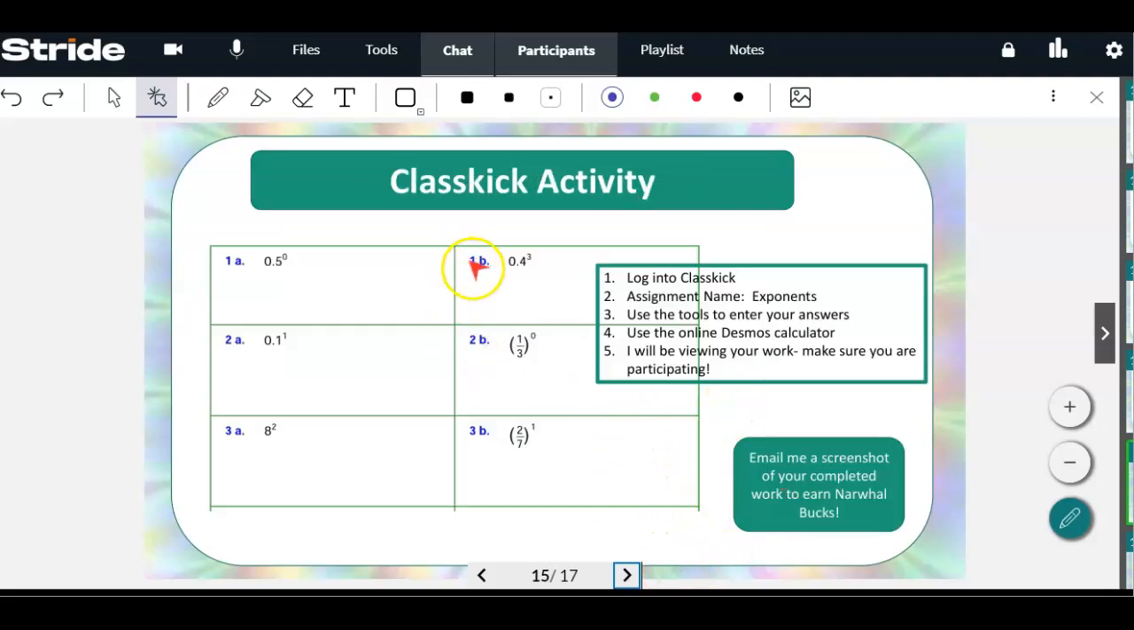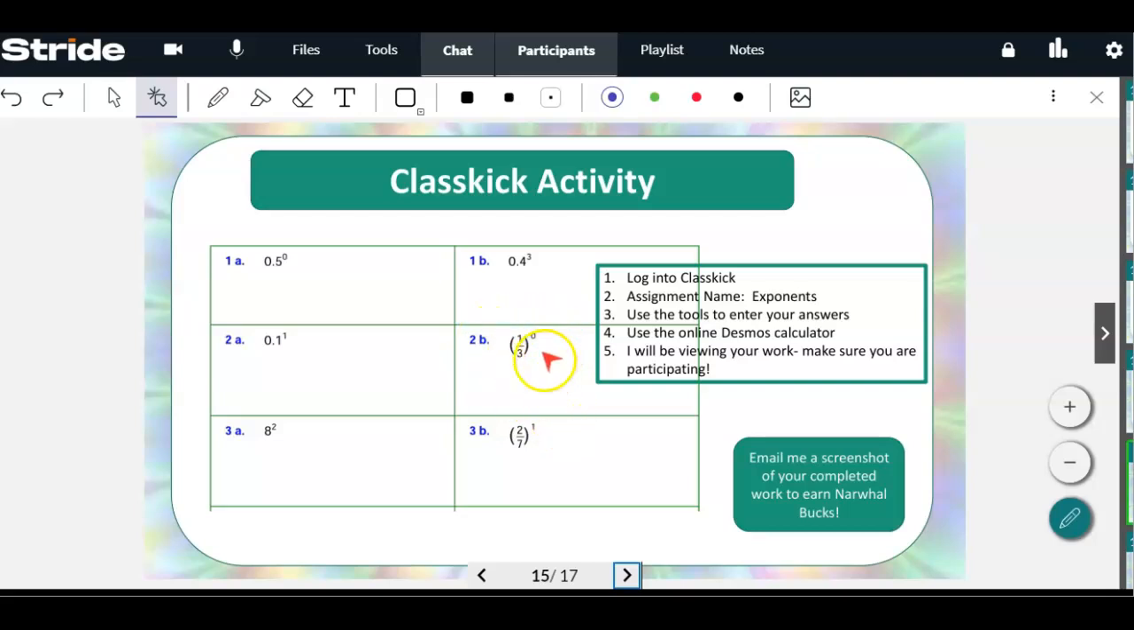All right, so there's a ClassKick activity where you can get some narwhal bucks and participation points if you send me a screenshot of your completed work. So you just need to log into ClassKick. The assignment name is Exponents. Use the tools to enter your answers here. You're just going to use the online Desmos calculator. I will be viewing your work. Make sure you are participating.